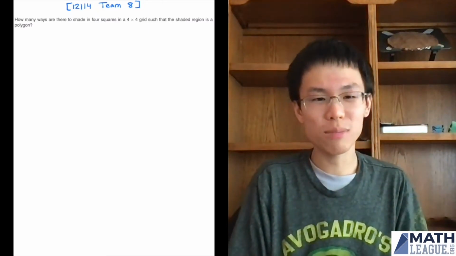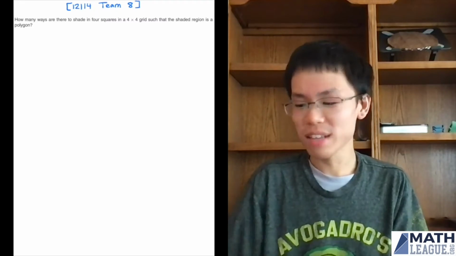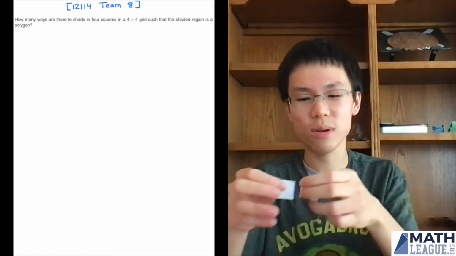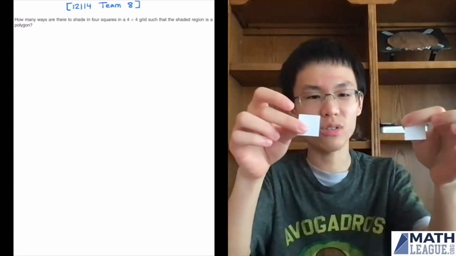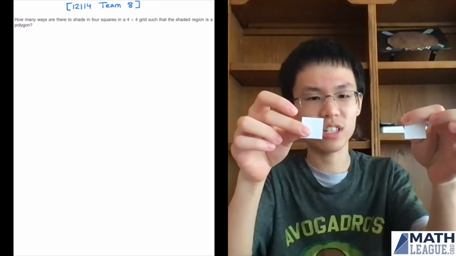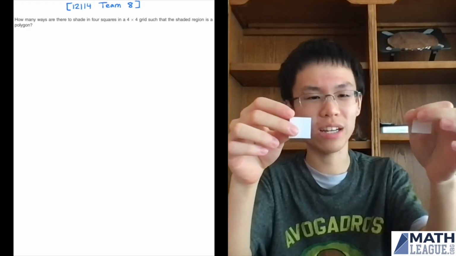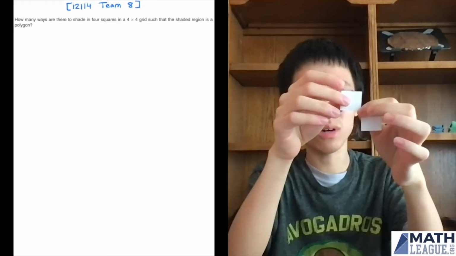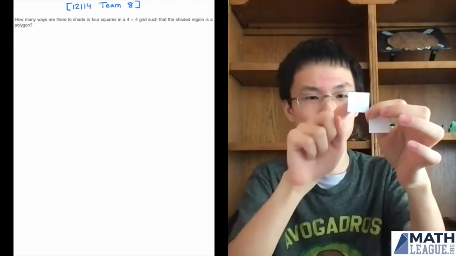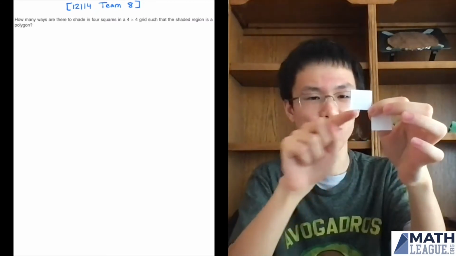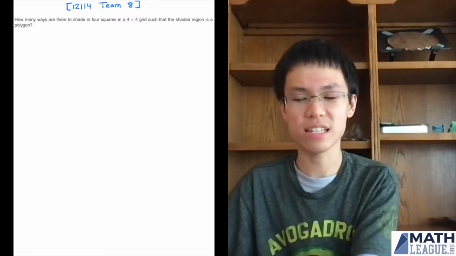Y'all probably know what a polygon is by now already, but in terms of counting them, we want the shaded squares to be next to each other like this. We don't want two different regions separated by a bunch of non-shaded squares, otherwise that'll be 2 polygons. And we definitely don't want scenarios like this, where the self-intersection means that this figure wouldn't be a polygon. Time to think about the number of cases that will happen.